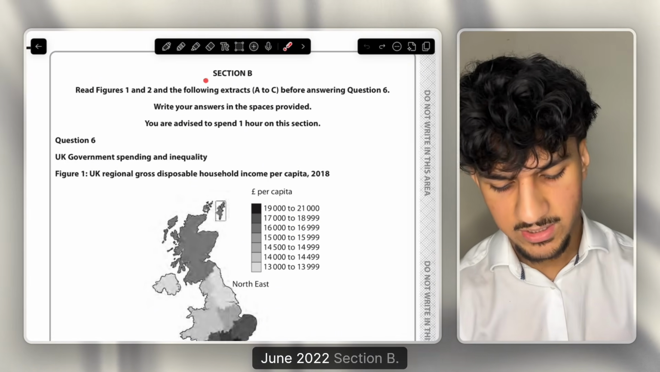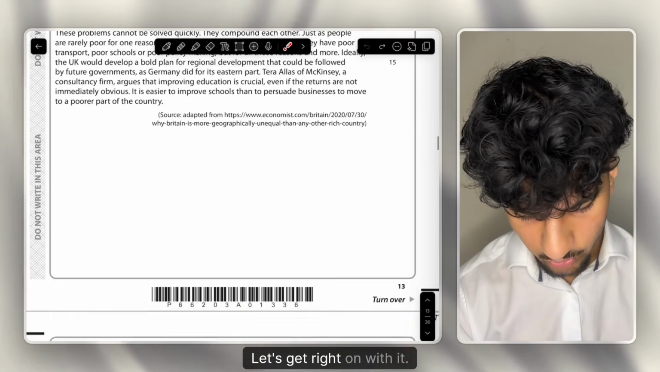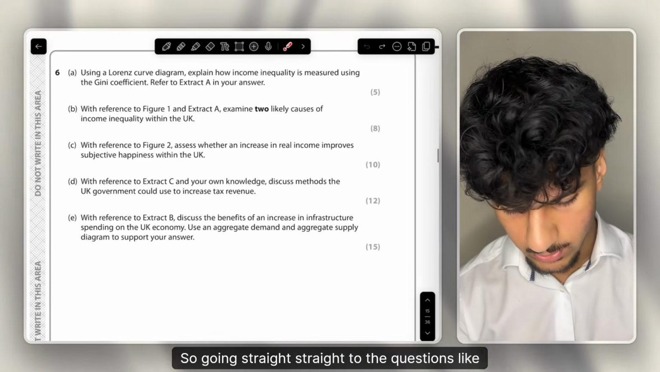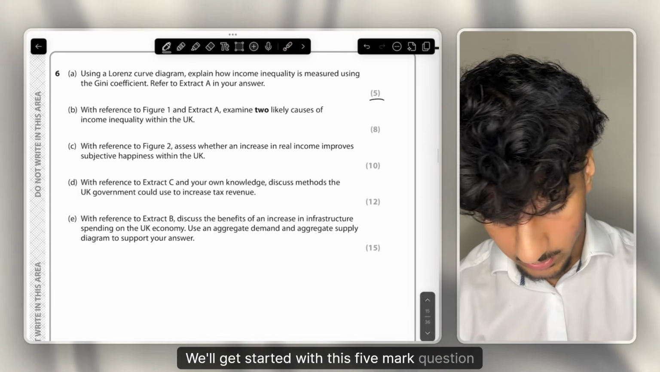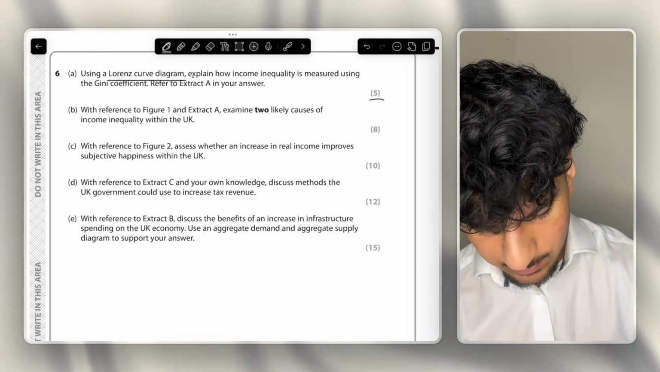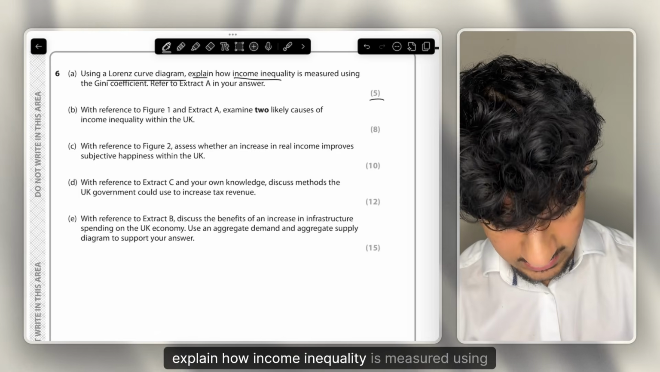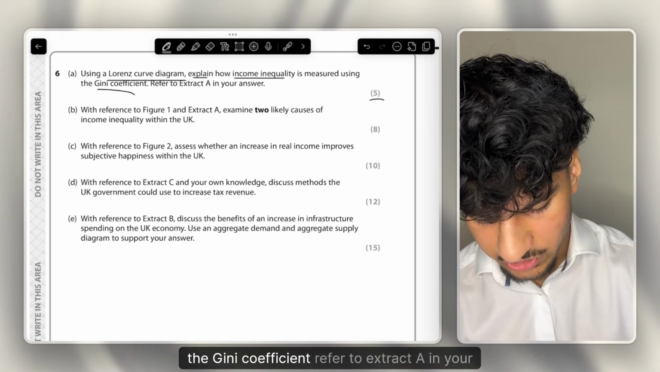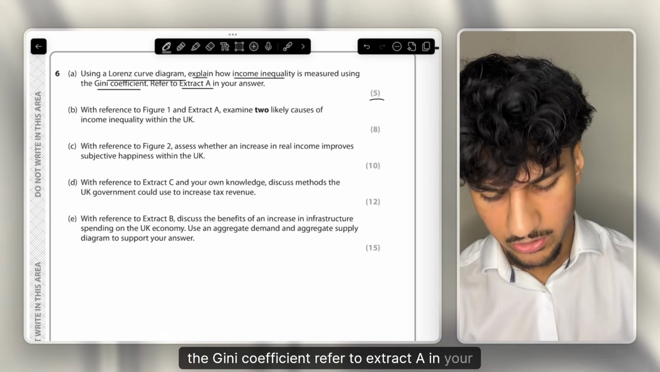June 2022, section B. Let's get right on with it. So going straight to the questions like we always do, we'll get started with this 5-mark question. So using a Lorenz curve diagram, so we're going to have to draw the diagram, explain how income inequality is measured using the Gini coefficient. Refer to extract A in your answer.